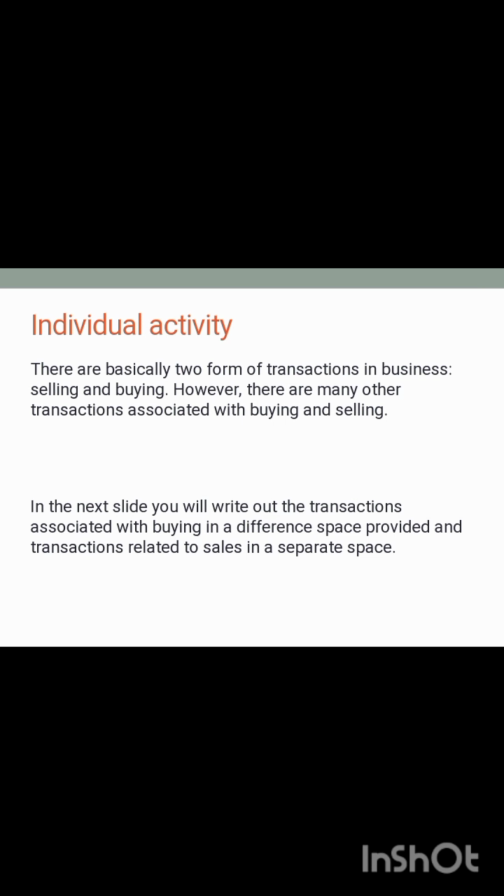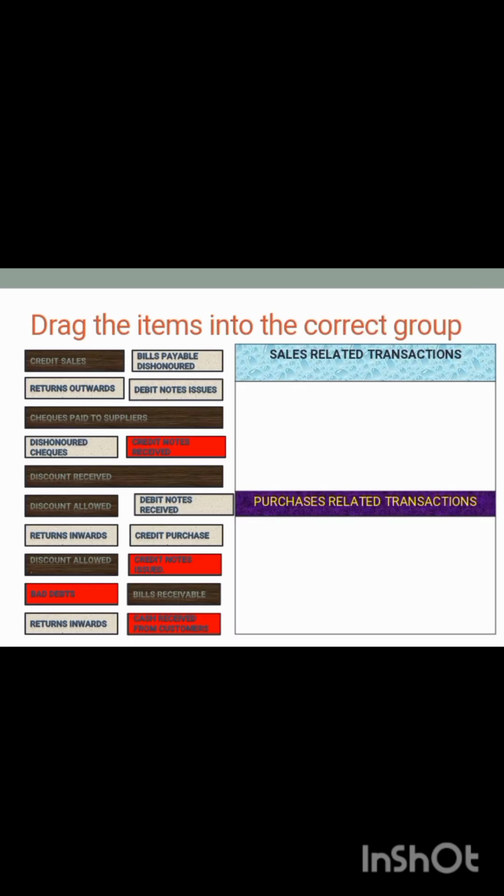The activity we're going to be doing here is to group these transactions on the basis of buying, that is the purchases, and the selling, that is the sales. All right. So, look at this clearly. We have two columns, two tables here. One is sales related transactions and the other is purchases related transactions. The essence of this activity is to get us familiar with some items that are found in the sales ledger control account and those items that are found in the purchases ledger control account.